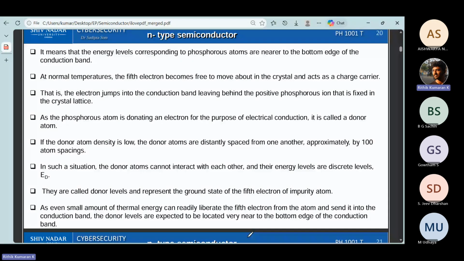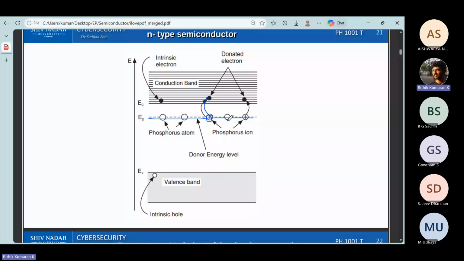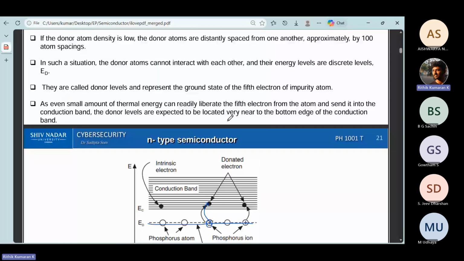So here is the structure I told you about. You will have this intrinsic hole, and the phosphorus will be there. It will donate an electron to the conduction band due to thermal energy itself. Once it leaves the electron, the phosphorus ion becomes a positive element. So the phosphorus is called a donor element.